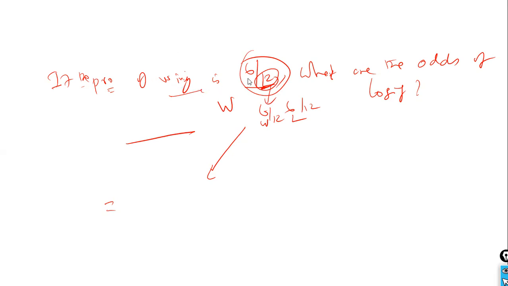If the probability of winning is 6 out of 12, what are the odds of losing? The total probability is given below, the denominator is 12. So 6 out of 12 chances that you are going to win. That means the remaining 6 out of 12, that are the odds of losing.